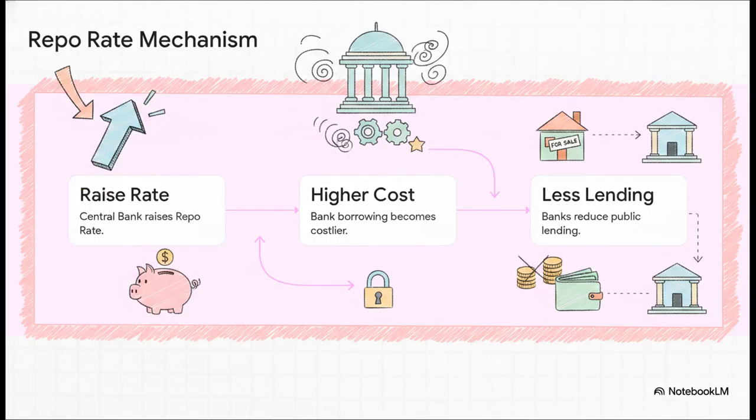Simply put, this is the interest rate the central bank charges your everyday commercial banks for short-term loans against government bonds. So, say the central bank wants to slow things down. Maybe inflation is running a bit hot and grocery prices are spiking. Step 1, they hike up the repo rate.